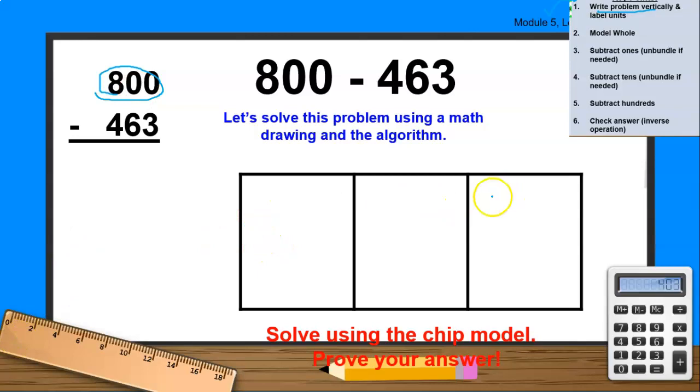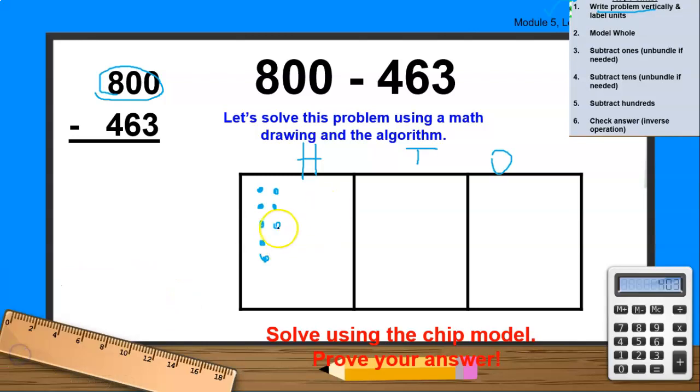I have 0 ones, 0 tens, and I have 8 hundreds. Remember, we do it in the 5 group column. 1, 2, 3, 4, 5. I stop right here. 6, 7, 8. Boys and girls, there are no 10s and no 1s, which means we need to unbundle 100 to make 10s and 1s. So watch.